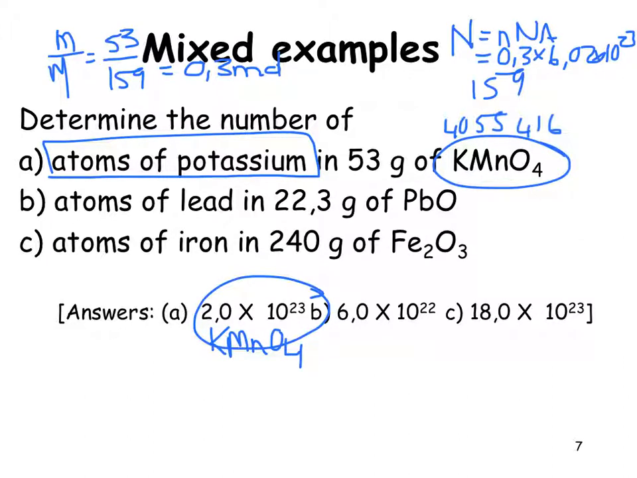So what I do is I say, what's the relationship between potassium permanganate and potassium? And in this case, it's convenient. It's a 1-to-1 relationship. I have one potassium atom inside every potassium permanganate particle, and therefore the number is exactly the same. Let's do this one with the number of lead atoms in 22,3 grams of lead oxide.